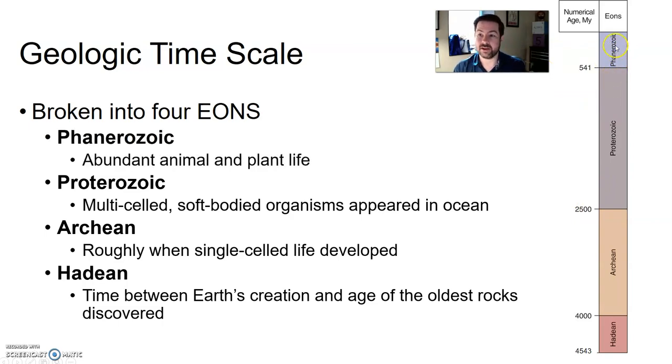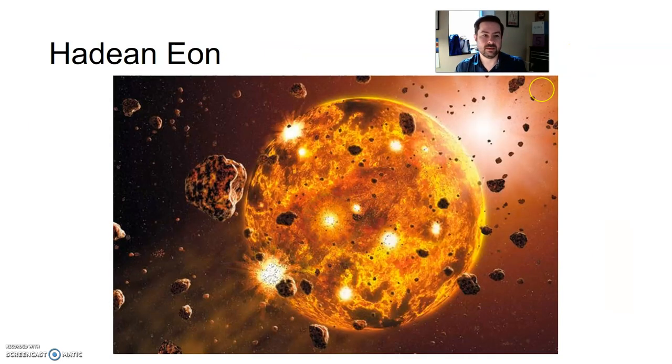And then you get the Phanerozoic eon, and that occurred from about 541 million years ago until present. This is when abundant animal and plant life started to really take foot. Animals and plants moved to land, evolution, things flourished. That's where we're at. So here's a kind of a snapshot of what the Hadean might have looked like.